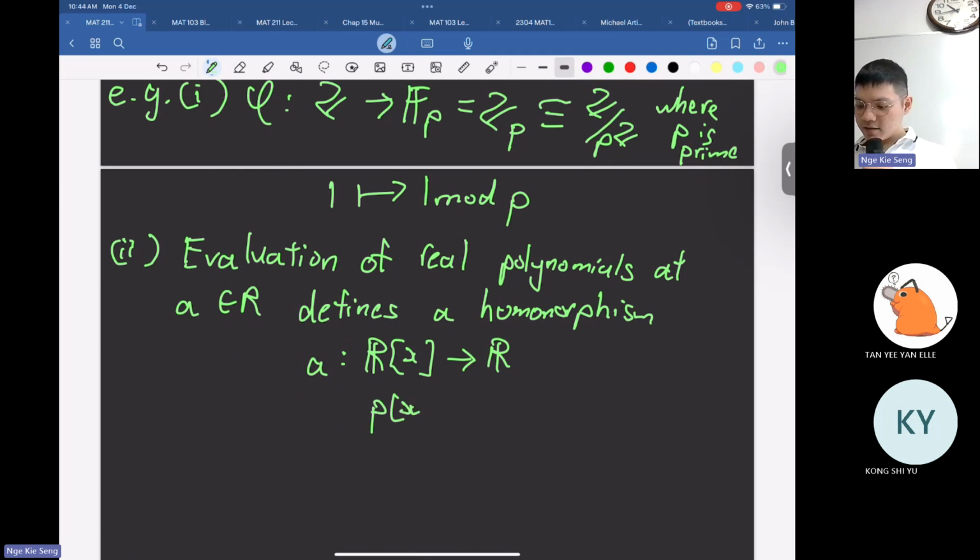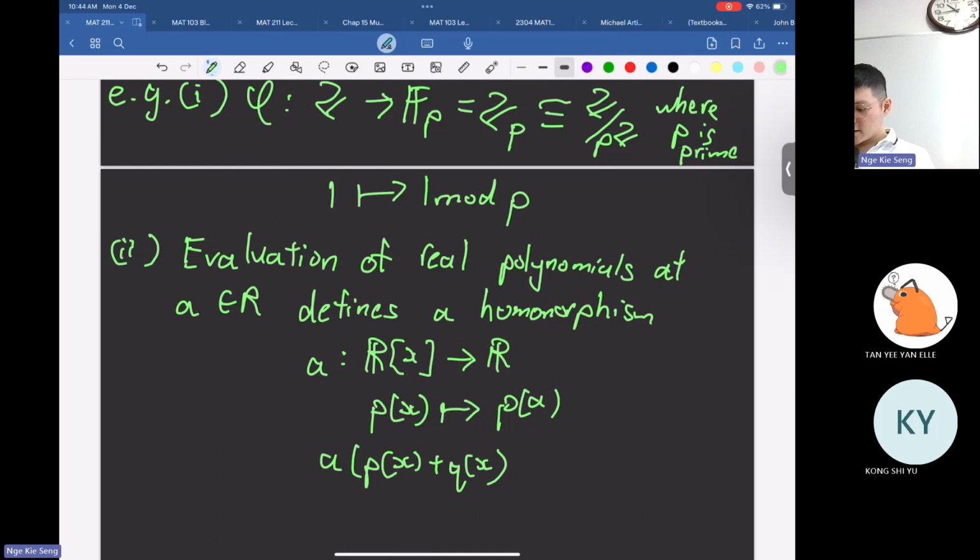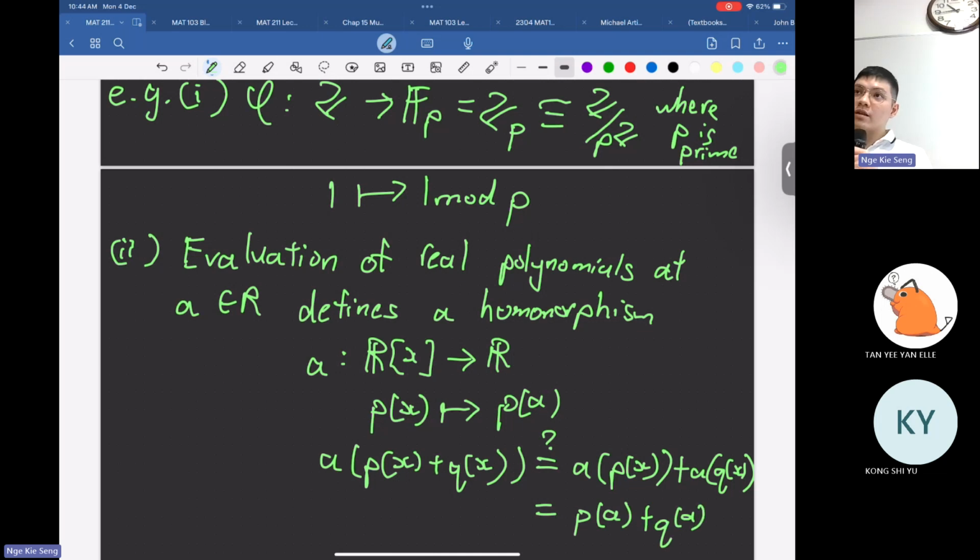If I take any polynomial in x, I just go and evaluate it. This is a homomorphism. So what do you need to check? You need to check that this map respects the ring structure. If I give you the addition of two polynomials, is it true that evaluating p(x) plus q(x) at a equals p(a) plus q(a)? You need to check this.